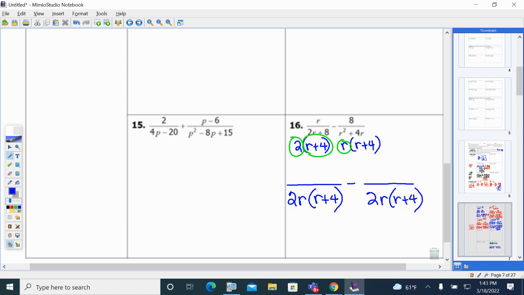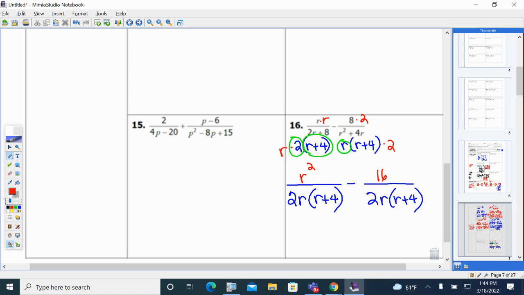So in that first fraction, the only thing that would be missing would be the r. So I'm going to multiply by an r in the bottom, which means I need to multiply by an r in the top, and I get r squared. For the second fraction, the only thing that's missing is the 2. So I'm going to multiply by 2 here, and I get 8 times 2 is 16.